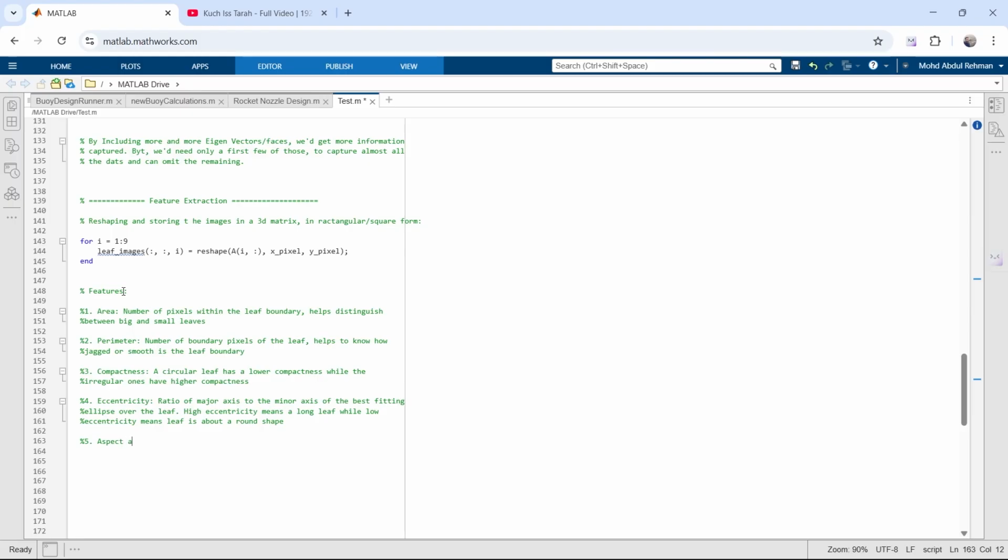Aspect ratio. Aspect ratio is the ratio of the width to the height of the bounding box: if you fit a bounding box to the leaf, it is the ratio of the leaf's bounding box width to height, right? Yeah. This helps separate broad leaves from thin ones. So these were the 5 features.